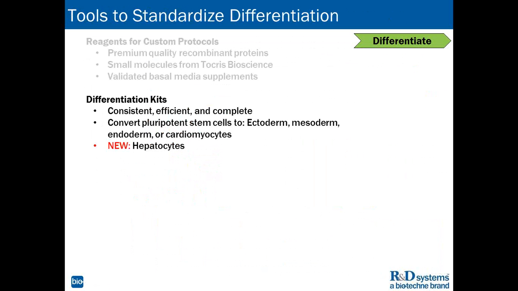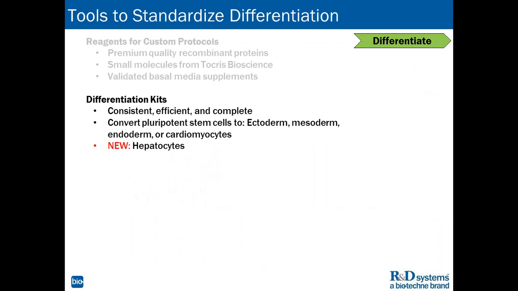So now, in addition to having the reagents available for you to customize your own protocols, we've also been developing a variety of differentiation kits. And the great thing that we have at our disposal here at Bio-Techne is that we do have a ton of recombinant proteins. Obviously, we have the biggest selection available on the market, as well as the Tocriscreen Bioscience and antibody collection available to us.